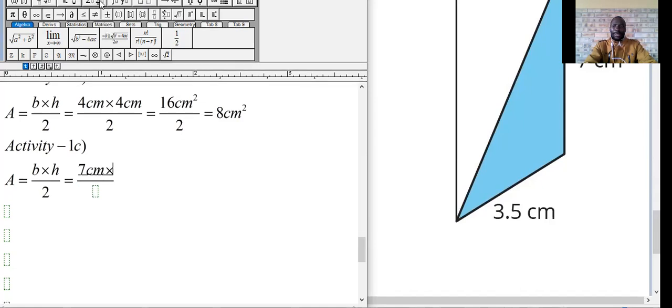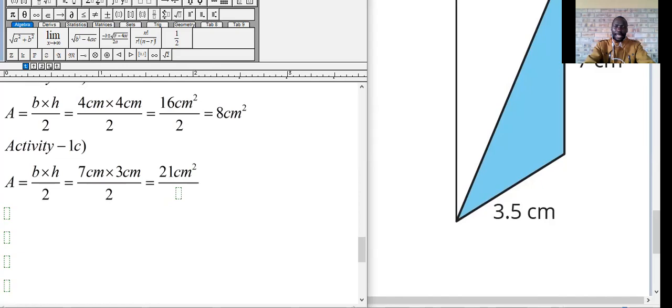Now we are multiplying 7 centimeters by 3 centimeters. All right, so then this is going to give us 7 by 3 divided by 2. So please note that when we do that, in the next step, we will then be having 7 by 3, which is 21, okay? So this is going to be 21 centimeter, what? Centimeter squared. So this 21 centimeter squared is what we are going to be dividing by 2.